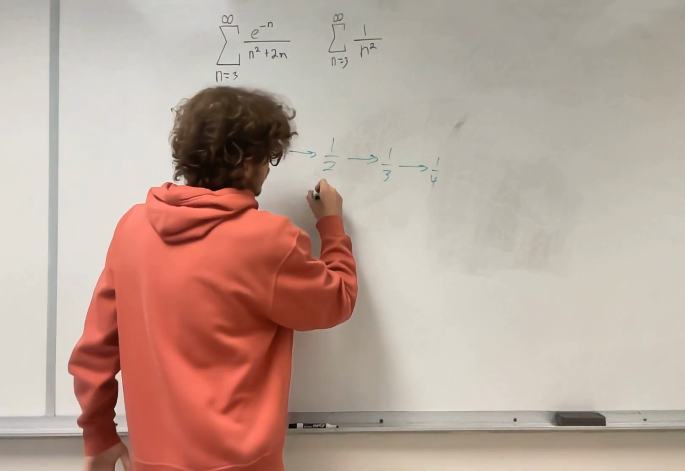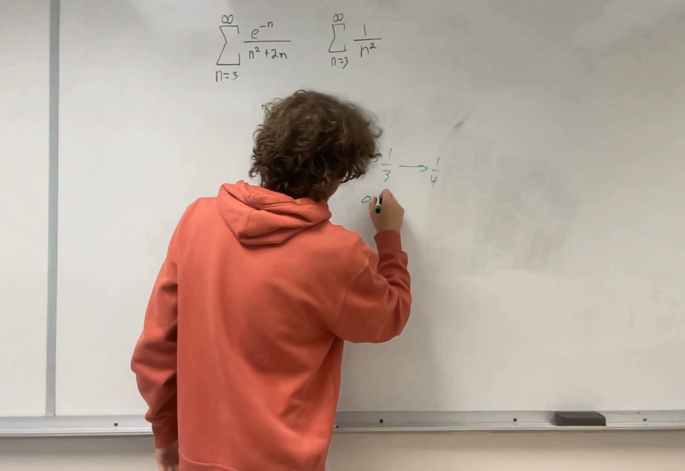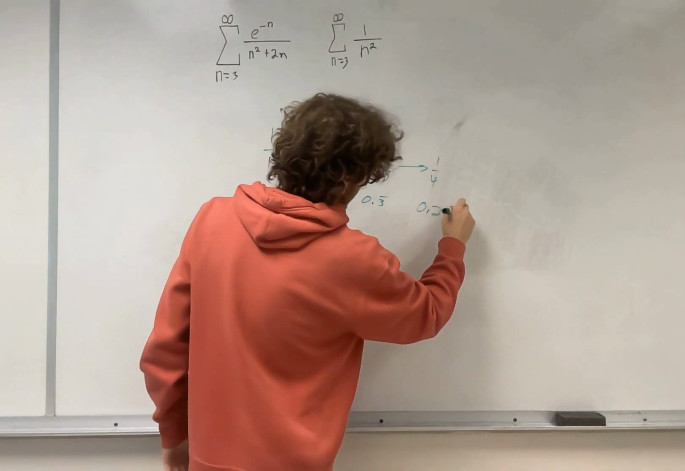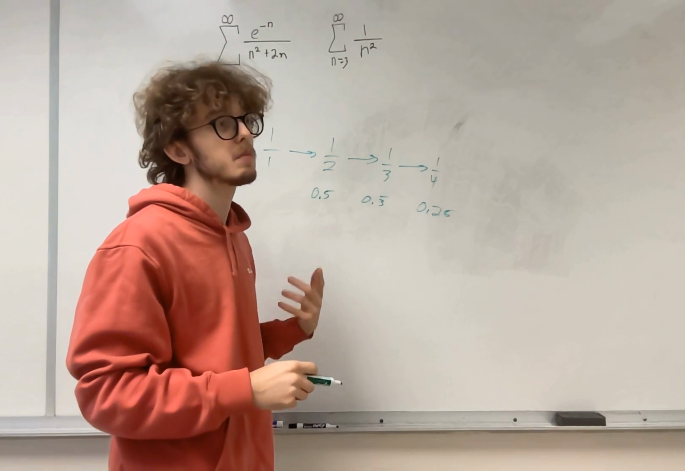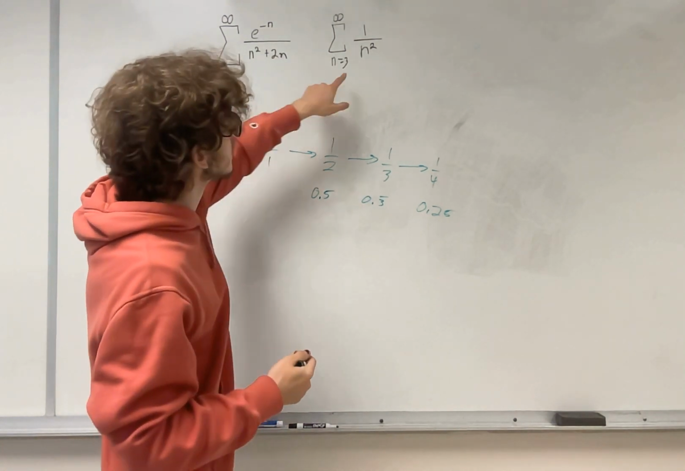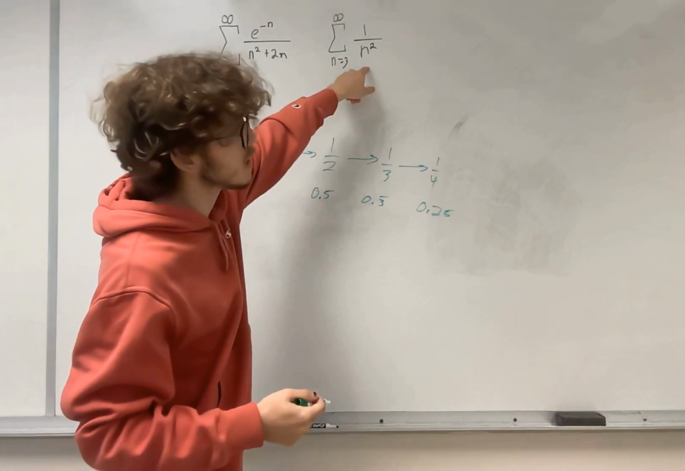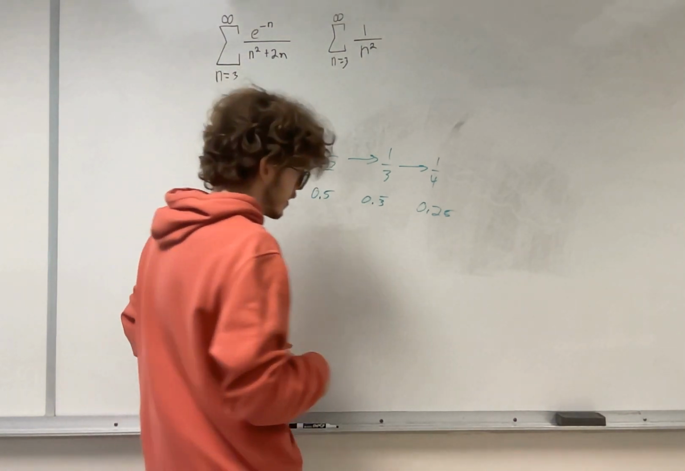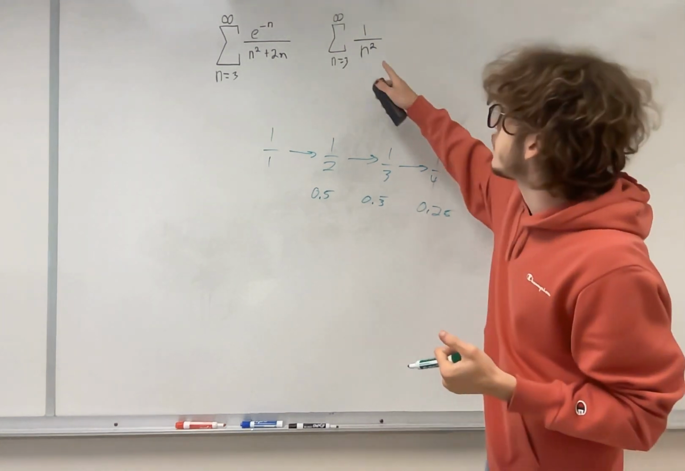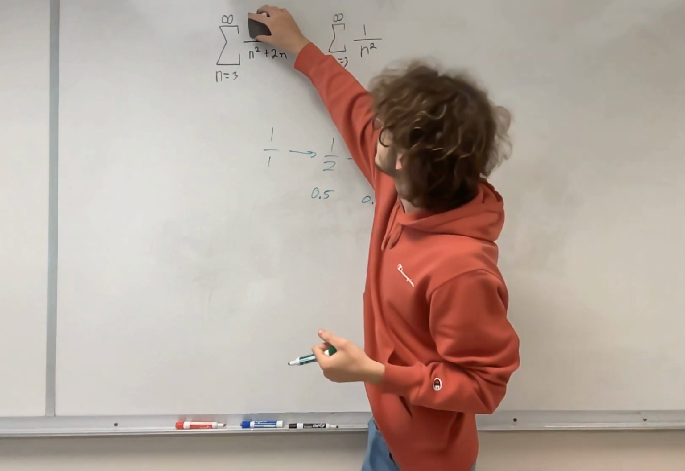This is like 0.5, this is 0.3 repeating, this is 0.25, right? The value of the fraction gets less and less when you put it in decimal form. That's what's happening here. That means that the denominator here is greater than the denominator here, so the value that you get is greater here than here, if it was just this.